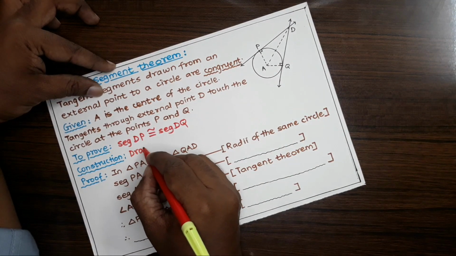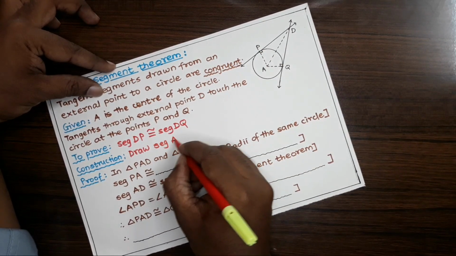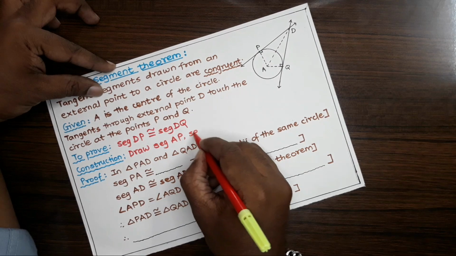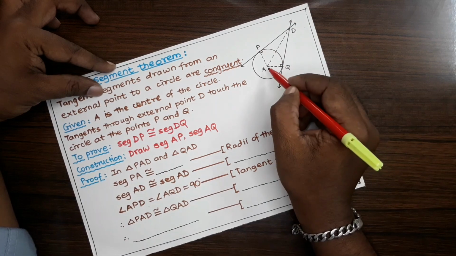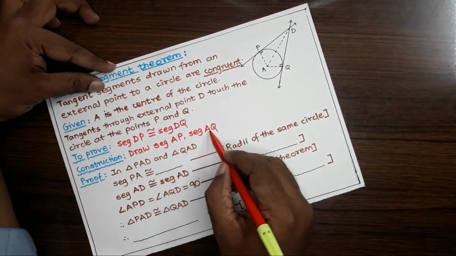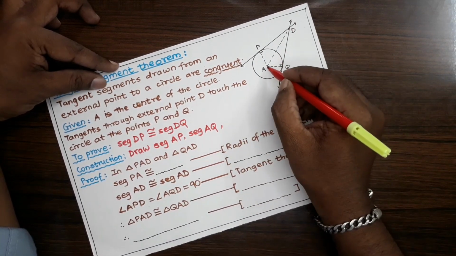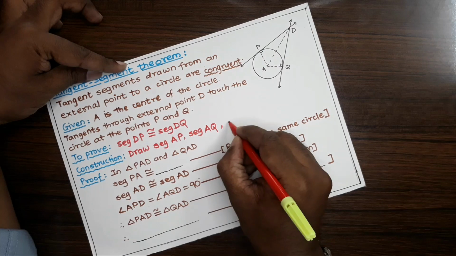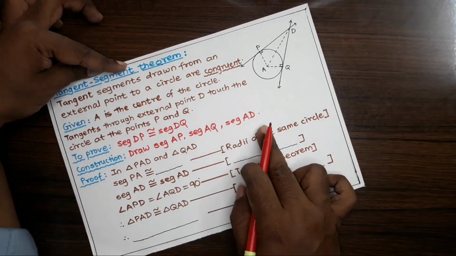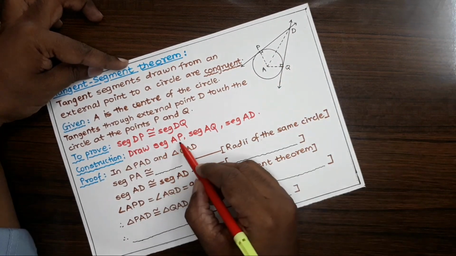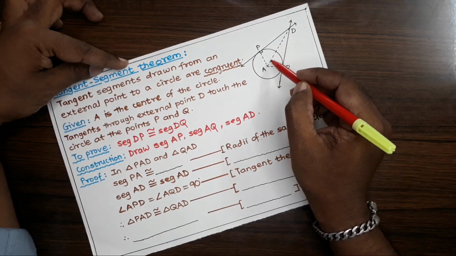Draw radius AP, or I can say segment AP, segment AQ. You can clearly see that points P and Q are on the circle, A is the center. So segment AP and segment AQ are nothing but the radius, and I am going to join the center and the external point, that is, draw segment AD also. Don't forget this construction. So AP, AQ, AD are our construction. I have drawn it by dotted line.